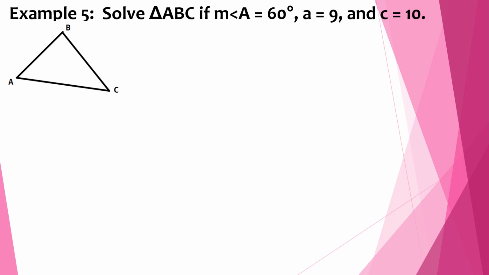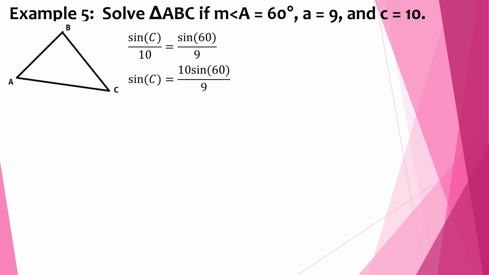Okay, so the first thing that we have to solve for is angle C, because we have its side length and we have the pair of side A and angle A. So sine of C over 10 is sine of 60 over 9. Cross multiply and isolate sine of C. And then we're going to take the inverse. So angle C is sine inverse of 10 sine of 60 all divided by 9. In your calculator, that will round to 74.2 degrees.